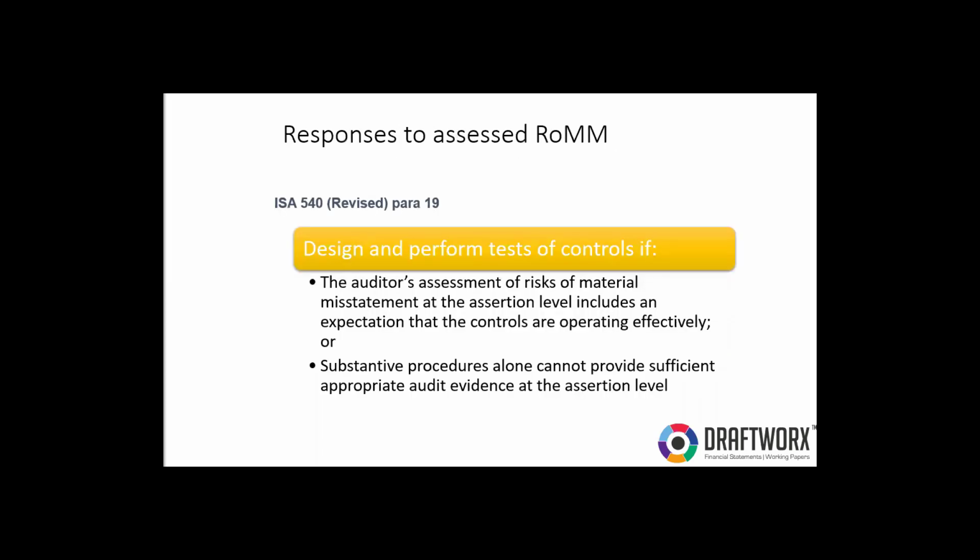So that leads us then to responding to the risks of material misstatement that we've identified. So it's important to think, what's my first line of response to any risk, whether it's accounting estimates or anything else? You would always start with, okay, how do my controls look? What was my control risk assessment? Does it include an expectation that the controls are operating effectively or not?